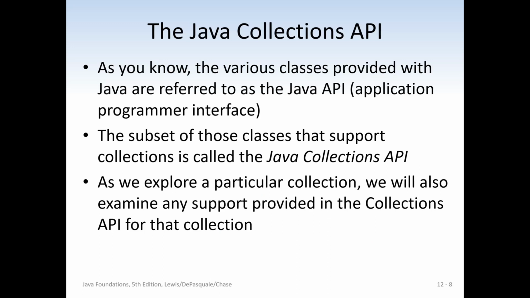So, as you probably know, there are various classes in Java that are provided that are called the Java API, the Application Programmer Interface. There's a subset of those classes that support collections that's called the Java Collections API. So as we explore a particular collection, we'll also look at any support provided in the Collections API for that collection. A lot of these things are sort of built into the language. You still need to know how they work, right? You still need to know how to implement them. Even though they've been implemented in other places, you need to know what you're dealing with, right? And part of being a programmer is just knowing how to write these things.